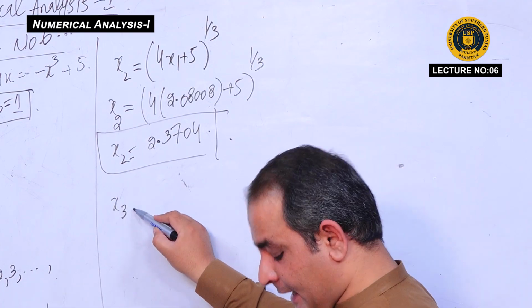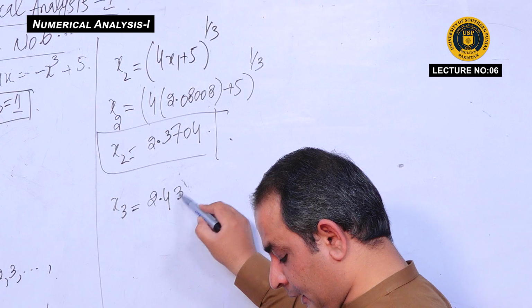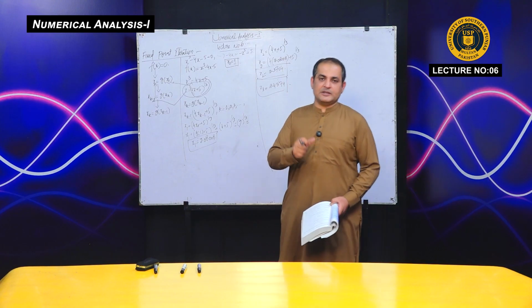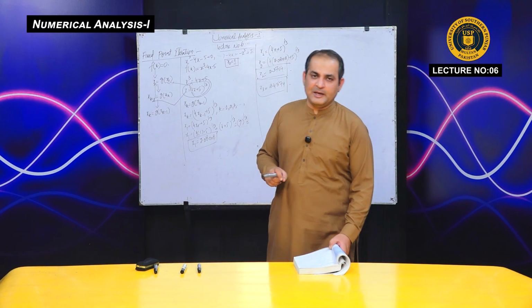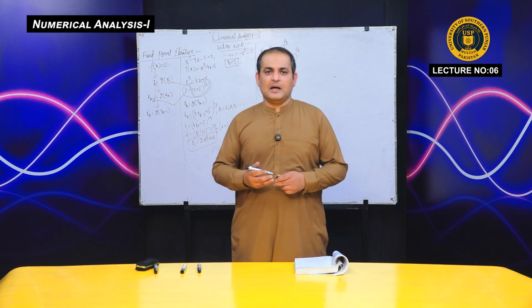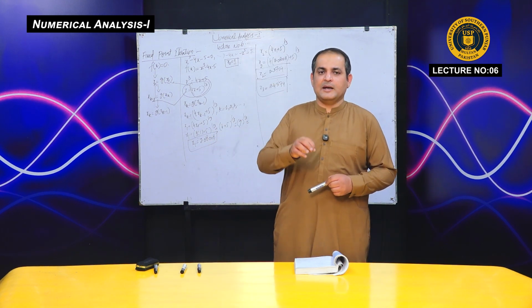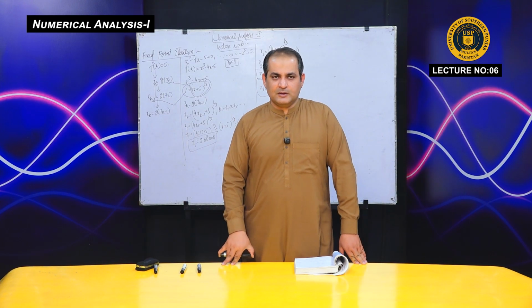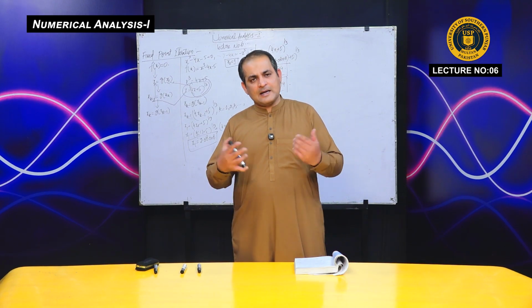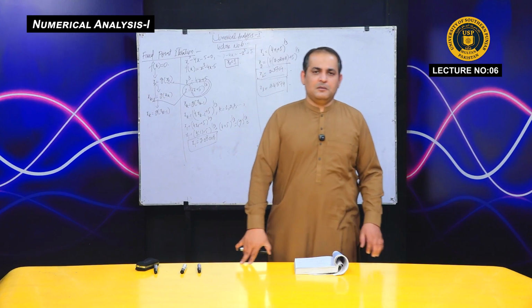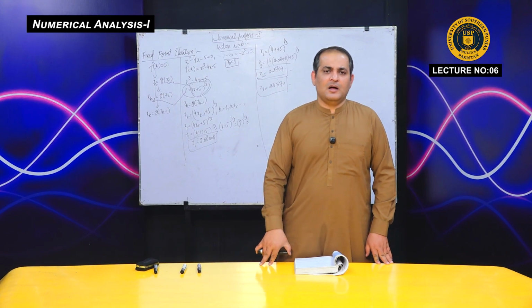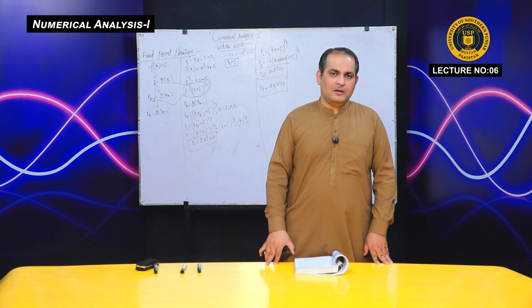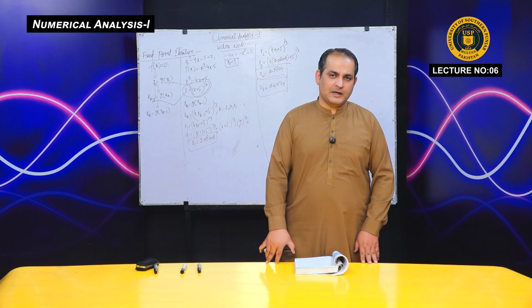Similarly, you can calculate x3. x3 will be 2.4374. You can keep going until you get your desired results. Almost always in the field of iterative schemes or numerical analysis, you only need to do 5 to 6 iterations. That's enough for us. We will get our desired results approximately in 4 to 5 or 6 iterations. So that's all for this lecture. Thank you very much.